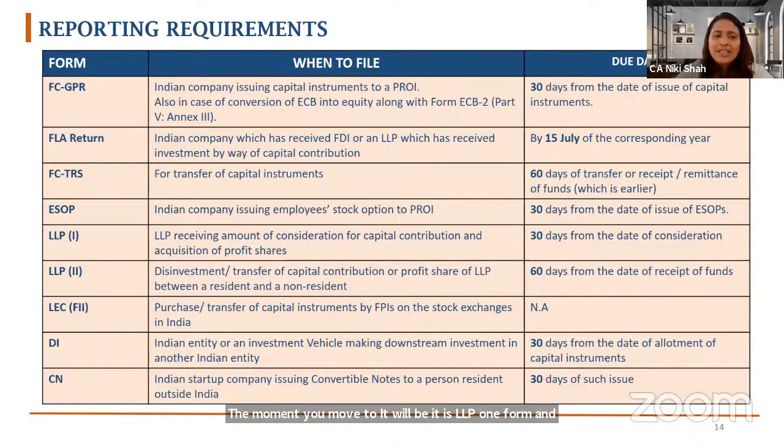Then you have LEC FII, for purchase or transfer of capital instruments by FPIs on stock exchanges in India. Then you have DI, which is downstream investment. And you have CN, which is for convertible notes. Most widely, what we see is FLA returns; the majority of companies having FDI need to file it. FCGPR and FCTRS are the two common forms required to be filed. Major business comes from those areas for us practicing people. LLP-1 and LLP-2 also happen, but I'd say the proportion of FCGPR and FCTRS is higher.